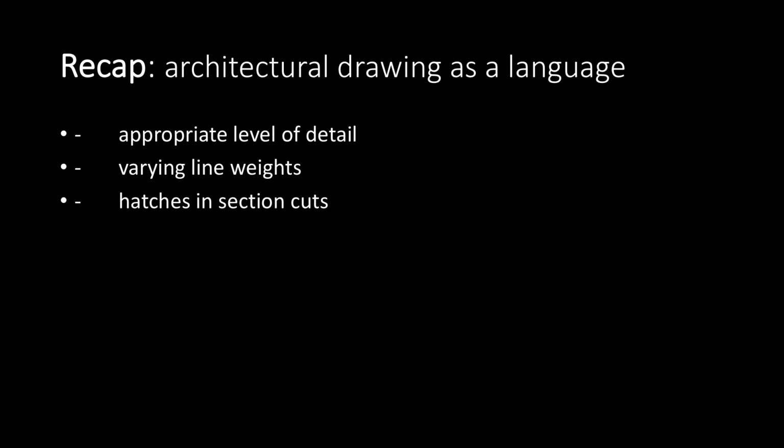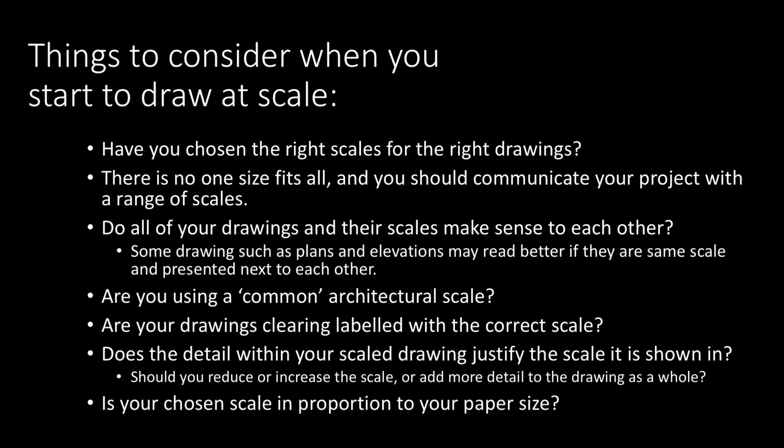To recap, in using architectural drawing as a language, it is important to consider three main aspects, without which your drawing may not be understood. You need to consider the appropriate level of detail for the scale you're drawing and what you are trying to explain. You need to vary the line weights of the drawing to explain what each line represents and when you show cut-through elements or sections as they are known. You need to use patterns known as hatches to help someone looking at the drawing understand which parts are solid or hollow and what the various elements are made of. When you start drawing at scale, ask yourself these questions to be sure you are following the right path.